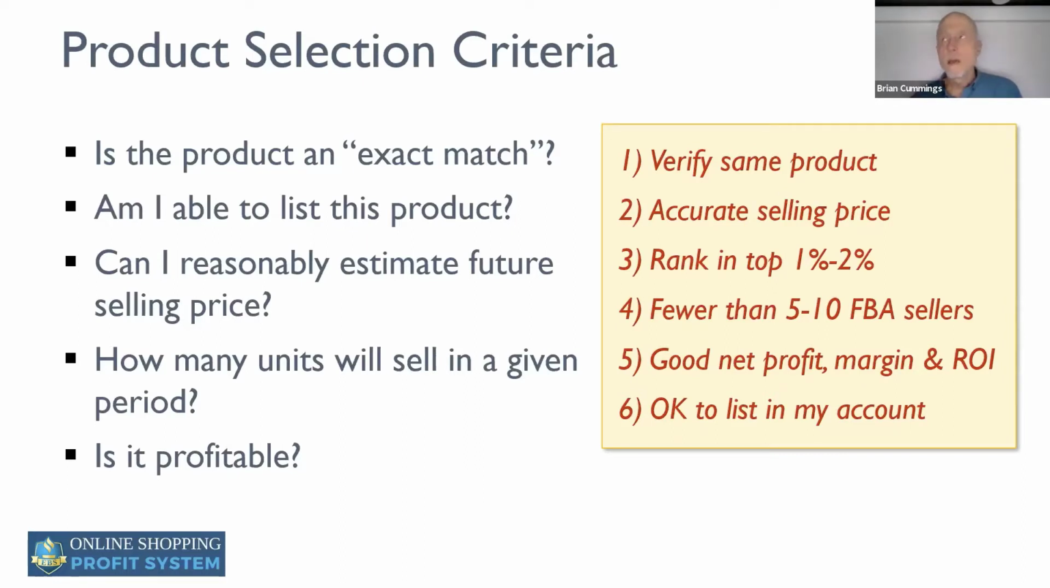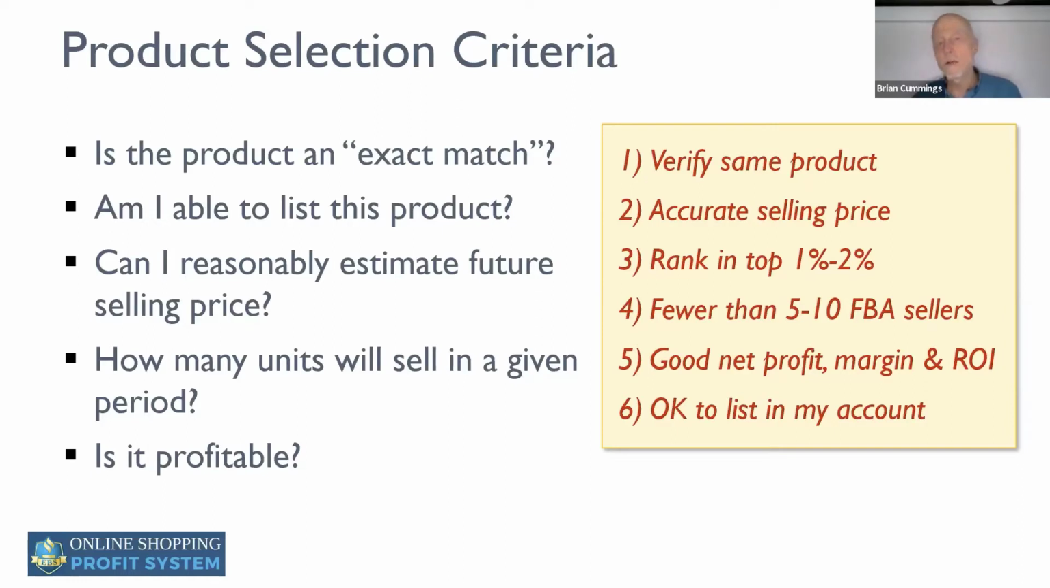You'll want to determine if that's really the right selling price of the product. Because product prices can go up and down. And if it's just a temporary jump in price, it's probably going to come back down. So you want to know what the real selling price on it is. Is this an accurate selling price?